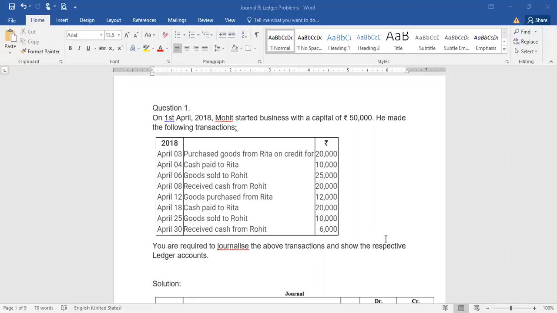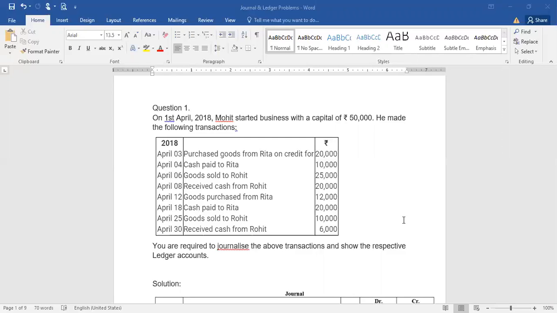First, we will take up the first transaction, the purchase of goods from Rita on credit. Here, we have to identify the two accounts involved. Number one, purchase. Second one, Rita. So this is a credit transaction, so cash is not involved in this transaction. Purchase is a real account and Rita is the other account. It is personal.